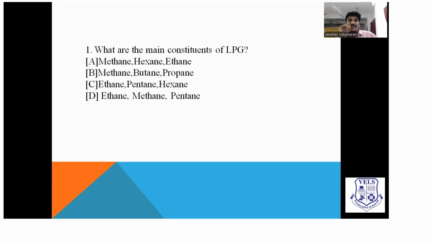LPG is composed of hydrocarbons containing 3 or 4 carbon atoms. The normal components of LPG thus are propane C3H8, butane C4H10, and methane CH4. Small concentrations of other hydrocarbons may also be present. Okay. So the answer is B, methane, butane, propane.